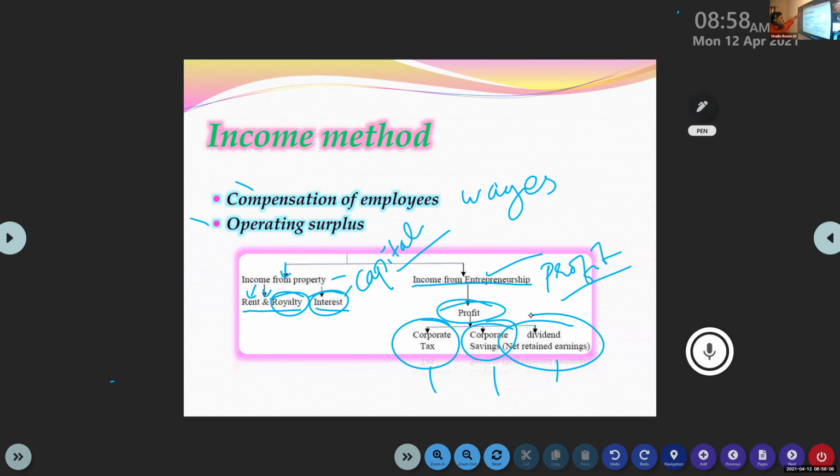Okay, so in the income method, two components are there, which we are basically using to calculate. One is the compensation to the employees.